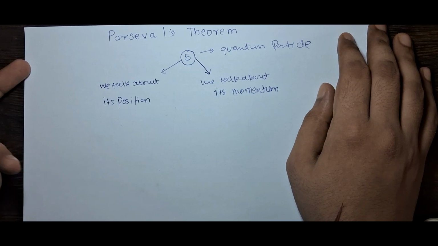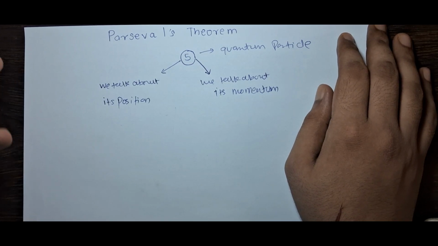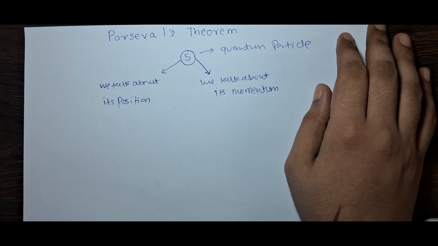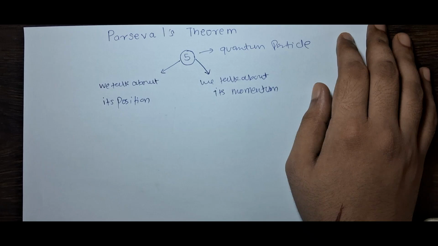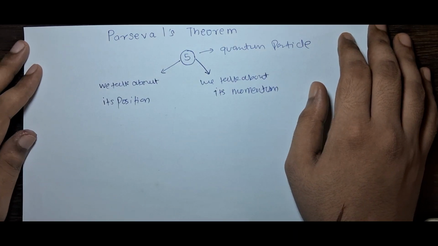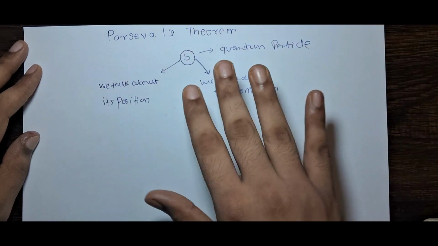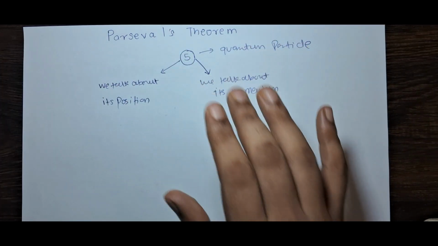To understand Parseval's theorem, we need to understand it intuitively. What does it even mean? And then we will move further with mathematical equations, or the maths behind what exactly Parseval's theorem stands for. But let's just understand the intuition.